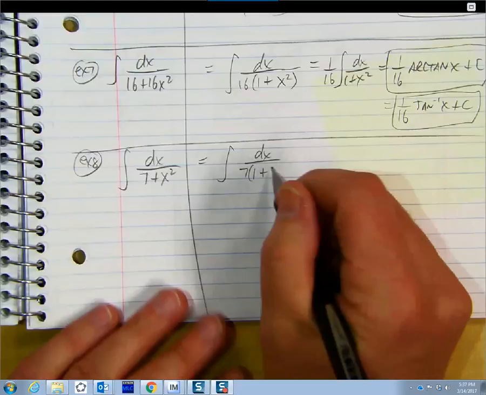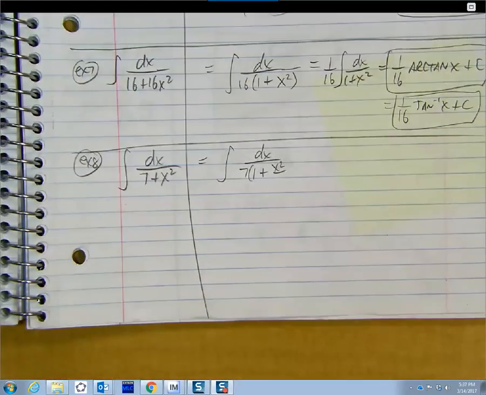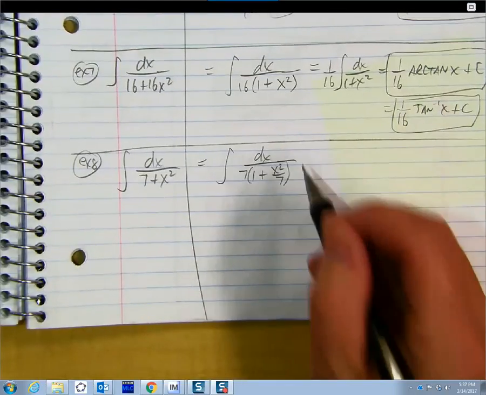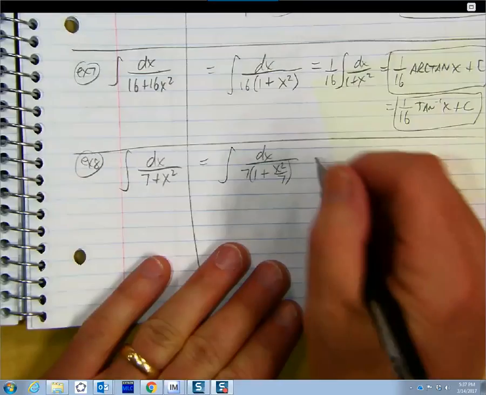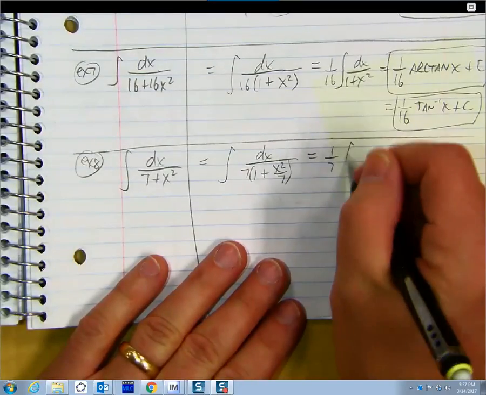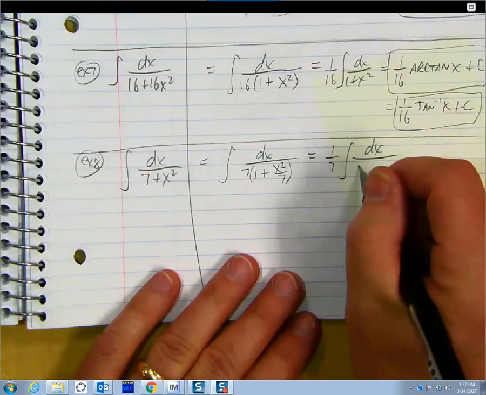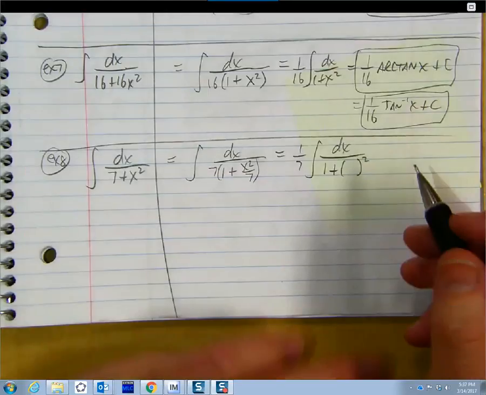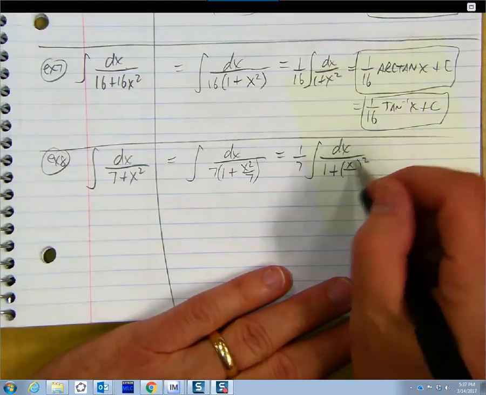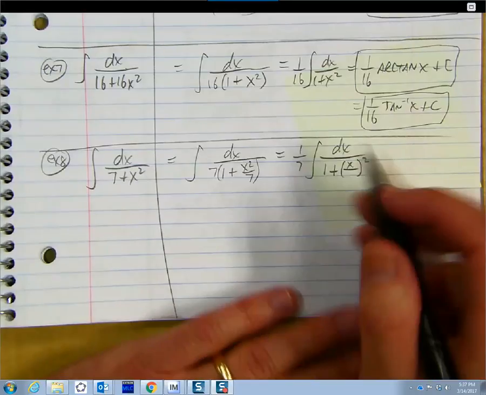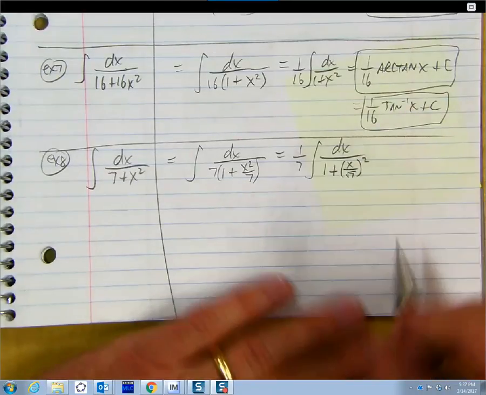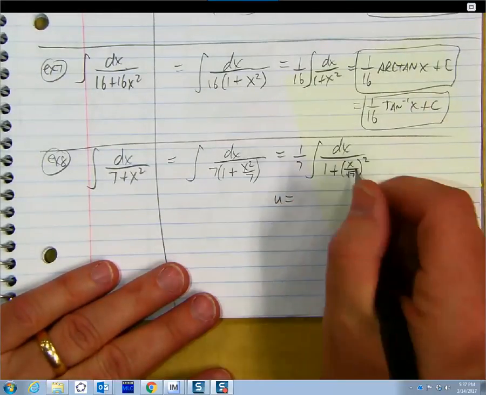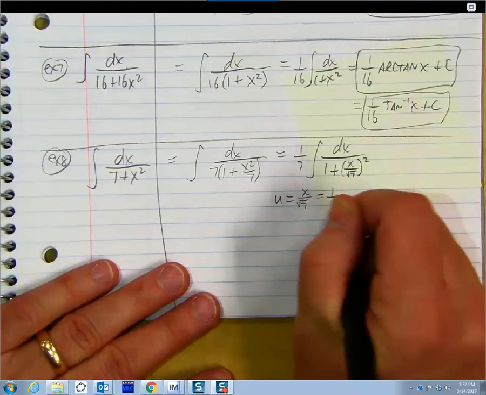That leaves 1 plus x squared divided... Wait, let me see here. What is x squared divided by 7? I just said it. X squared divided by 7. Perfect. So that means I could put the 1/7 out front. I can leave the dx on the top. And I can leave on the bottom 1 plus something squared. This is where it's a little different. X for sure on the top because x squared is x squared. But what do you square to get a 7? Turns out it's a square root or radical 7. So that means our u sub is going to be x over rad 7, also known as 1 over rad 7 x.